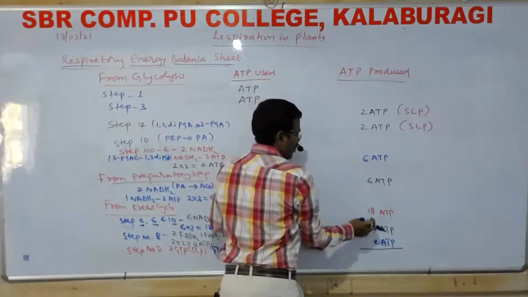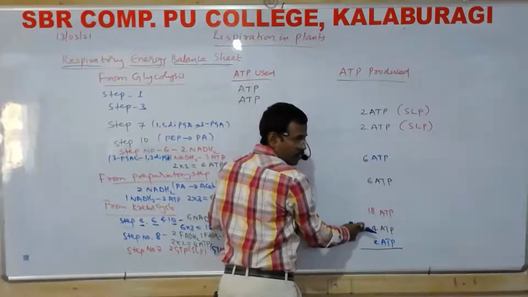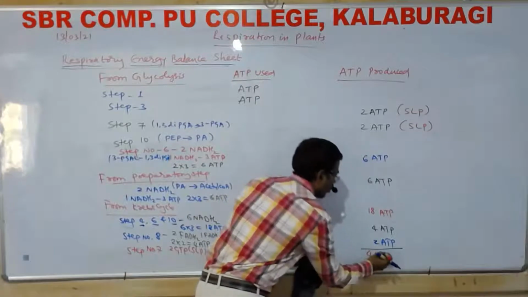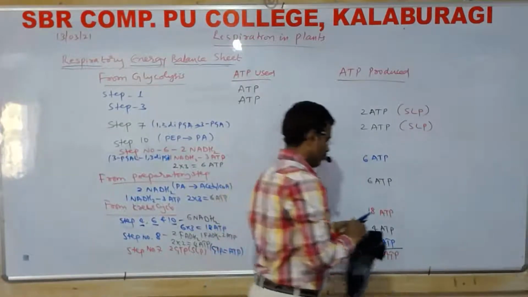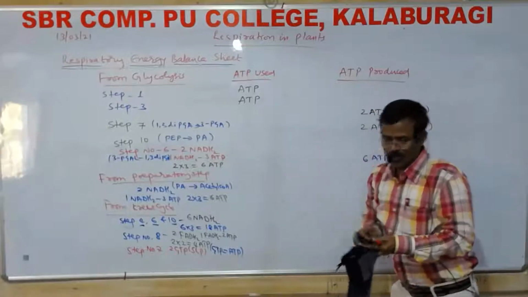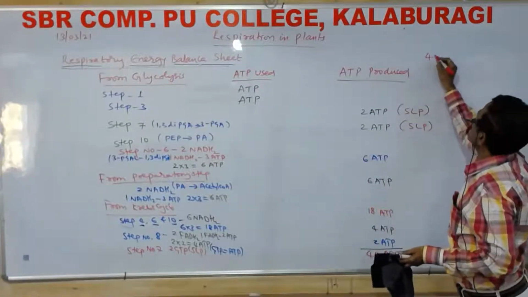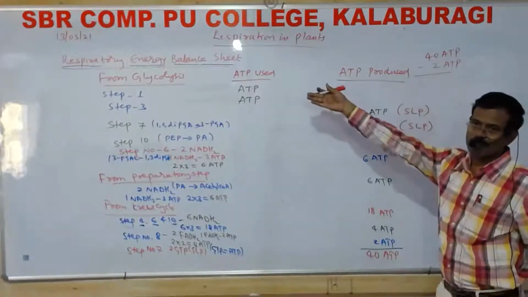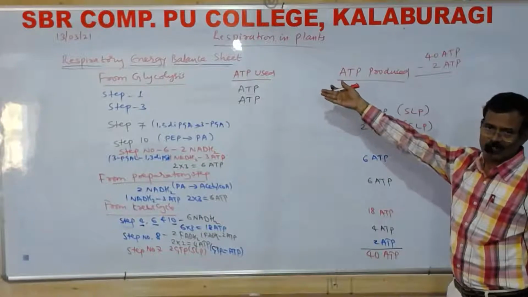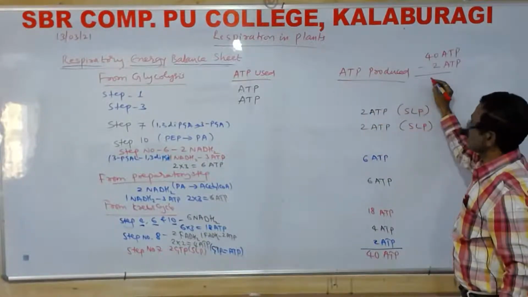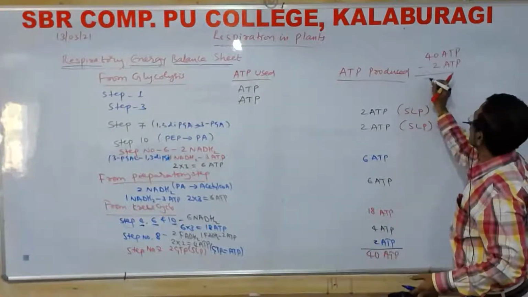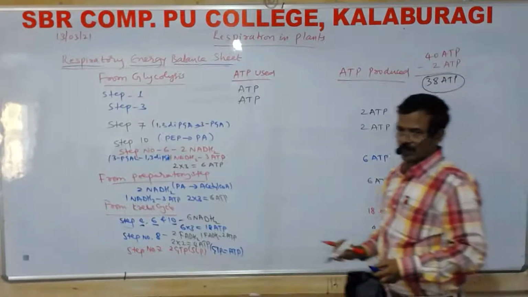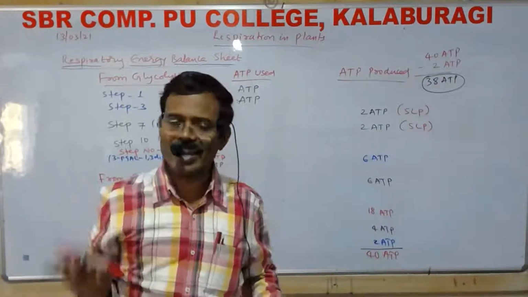4, 10, 16, this is 34, 38 to 40 ATP. Now, here how many used? So 40 ATP minus 2 ATP because these are used in the preparatory step for initial reactions of glycolysis. Okay, so now how much? 38 ATP molecule. 1 glucose, 38 ATP molecule.